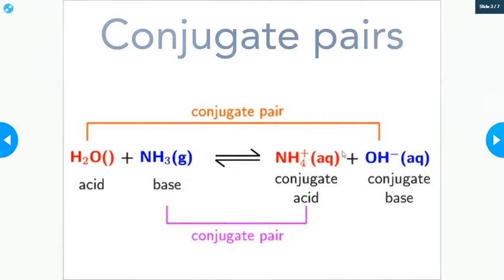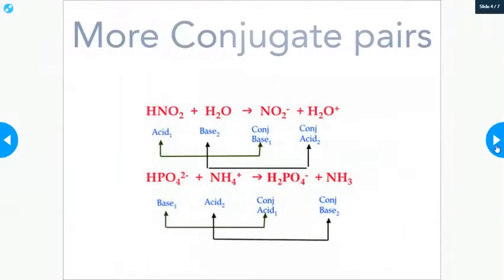And then on the product side are always the conjugates. Always the opposite, because as you can see, the base has a conjugate acid and the acid has a conjugate base. An example of another conjugate acid-base pair.